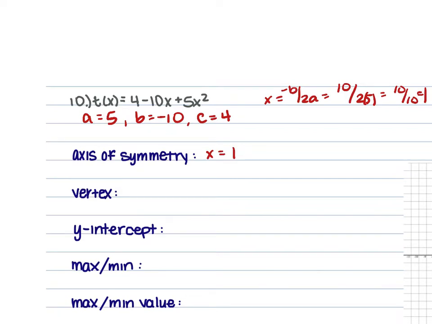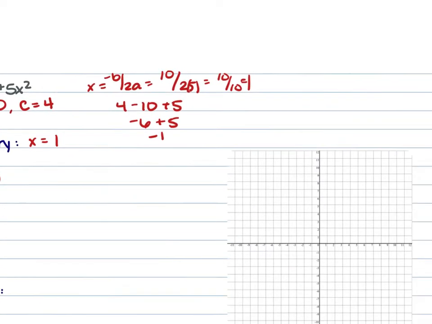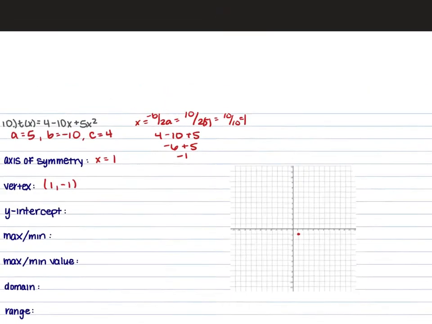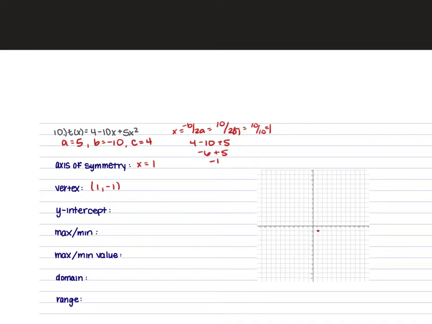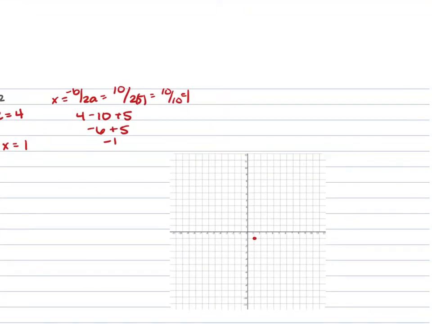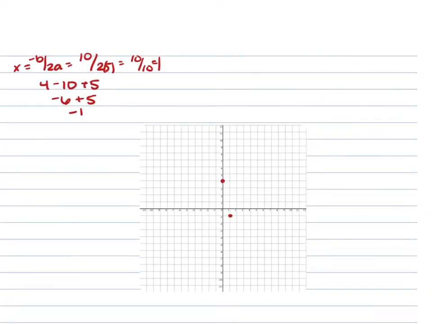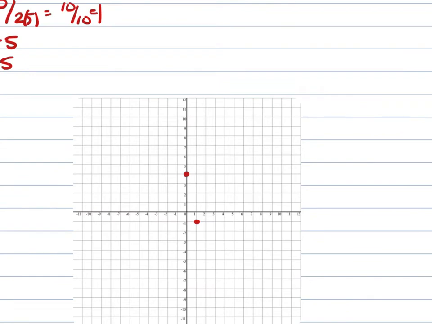Our vertex, plug it in. So we have 4 minus 10 plus 5 times 1 squared, which is just 5. So 4 minus 10 is negative 6, plus 5 is negative 1. So that's (1, -1). We can plot that first point. Then our x-axis is the positive 4. Our y-axis is the positive 4. So it's (0, 4). We are going to mirror this point as well.